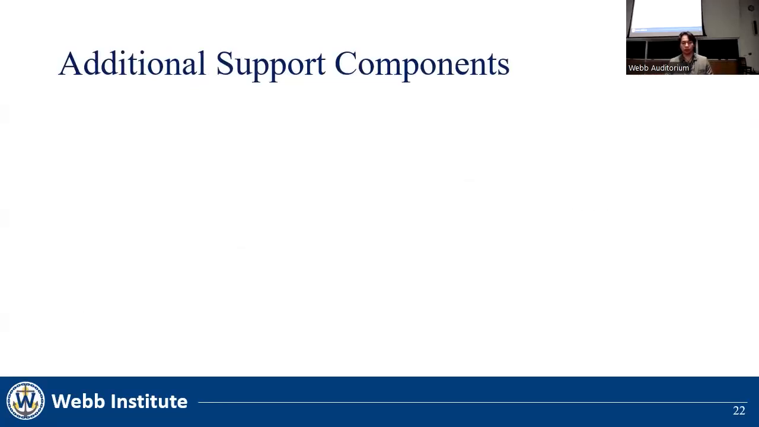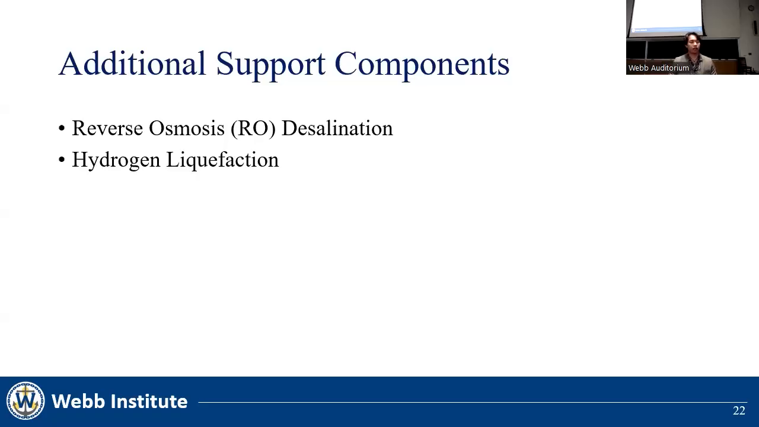Additional support components are needed to support the electrolyzers. Because the overall system draws in seawater, and the feed water system of a single electrolyzer is rated for fresh water, reverse osmosis desalination is required. Additionally, hydrogen has a very low mass density. Therefore, to minimize storage volume requirements, it must be liquefied through a process known as liquefaction. Cryotanks are used to store this liquid hydrogen safely.